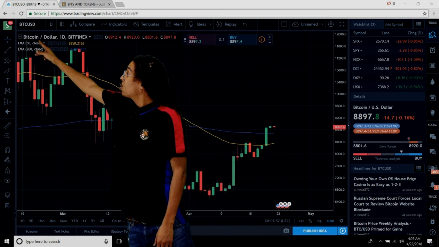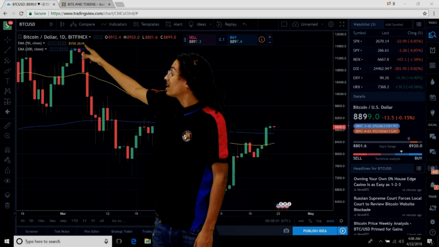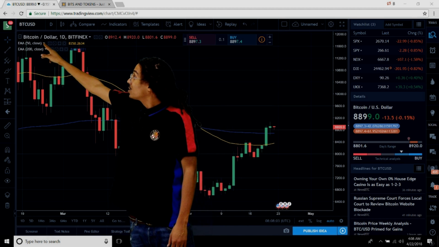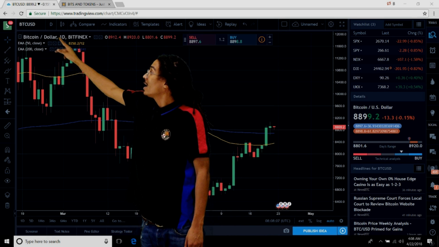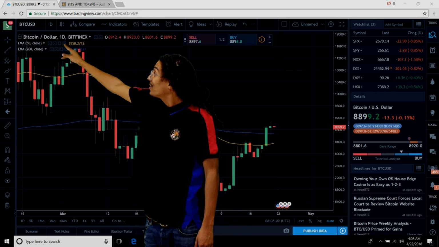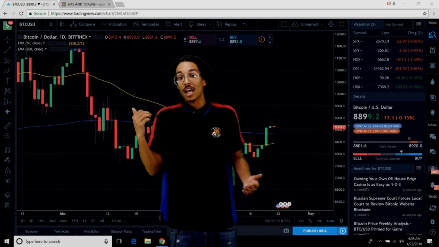We're trading Bitcoin versus the US dollar on a one-day chart, and I'm getting the information from Bitfinex. Now, this would change if I'm looking at a different coin or pair than Bitcoin versus the US dollar. This would change if I'm looking at a different period, and this would change if I'm looking at a different exchange. Otherwise, that's what you'll see there.